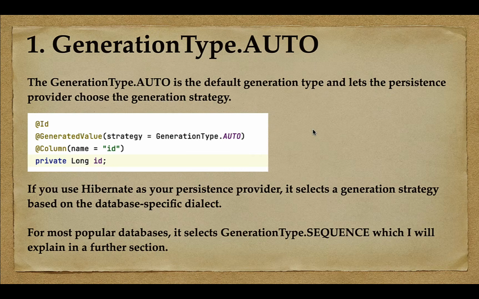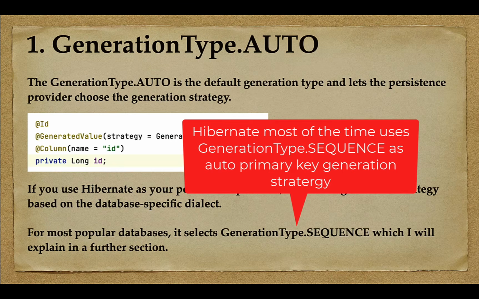Most of the popular relational databases like PostgreSQL, Oracle, and MySQL use sequences to generate primary keys for the tables, right? So Hibernate will select the primary key generation strategy based on the database specific dialect, and most of the time Hibernate uses generation type sequence as the primary key generation strategy, because most popular relational databases like PostgreSQL, Oracle, MySQL support sequences. So Hibernate will most of the time use sequence as a primary key generation strategy.